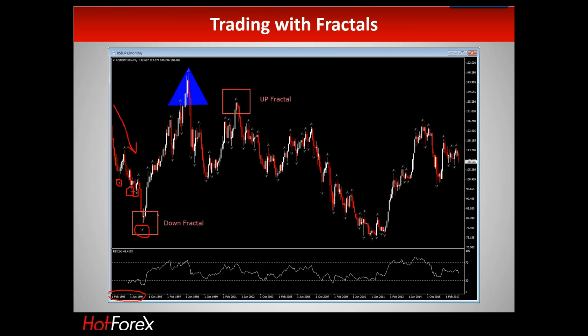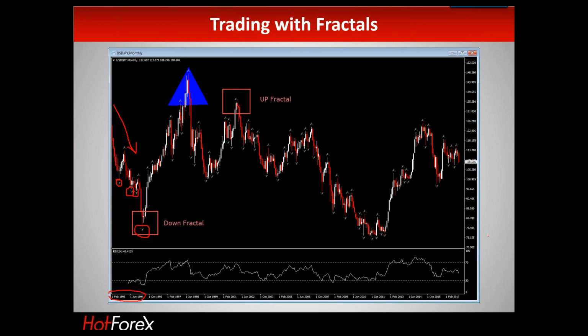So this down fractal was formed after a very sharp rally, and it followed with not only two consecutive bullish candles. However, it managed to recover. Undo. Erase a bit. Let me erase this. Okay.